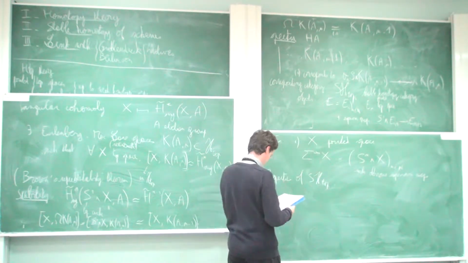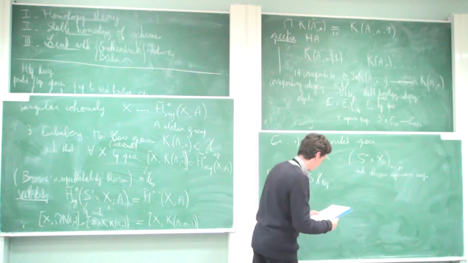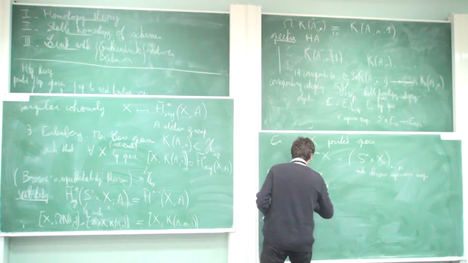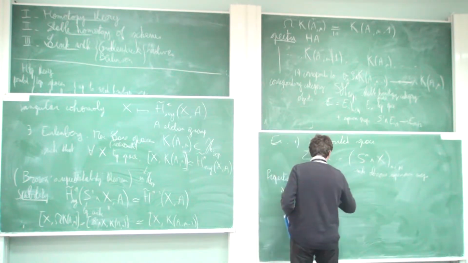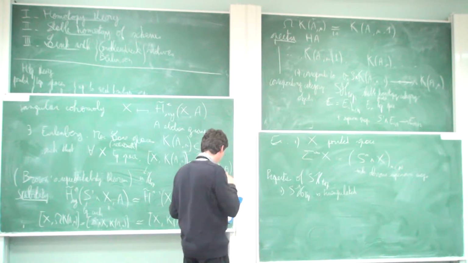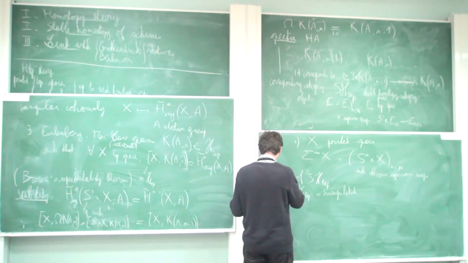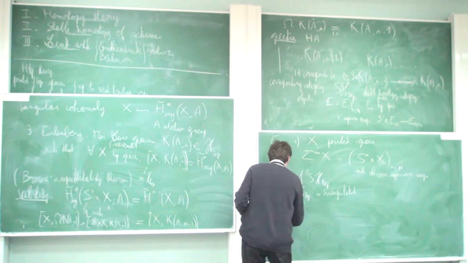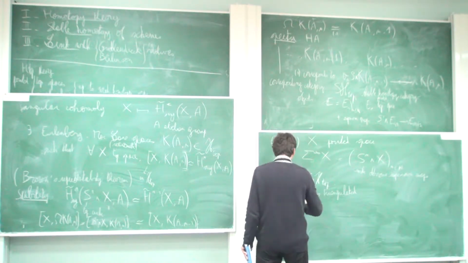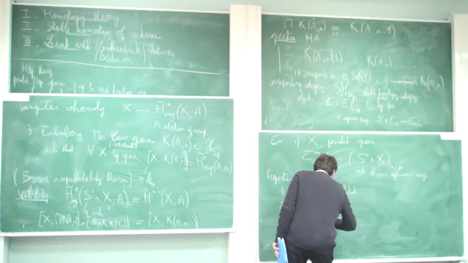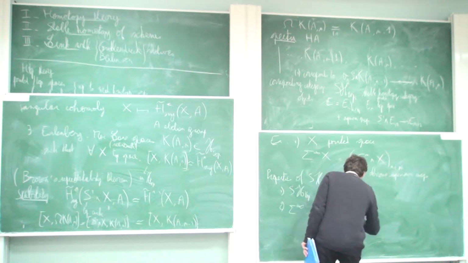First of all, the category SH top is triangulated. So there are distinguished triangles and rules for them, satisfying the axioms of Verdier. Second of all, the infinite suspension here induces a well-defined functor from the unstable category to the stable one.